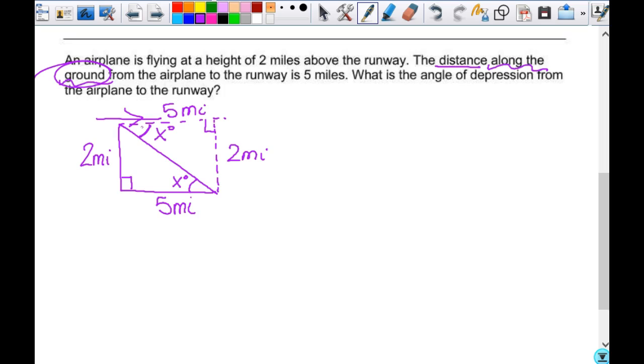Yes, ma'am? Angle of elevation from what to what? Because if I said angle of elevation from the airport to the plane. Okay, so here, or the runway. We'll just do that. Let's use the same one. So the angle of elevation. If this is the runway, right down here somewhere.